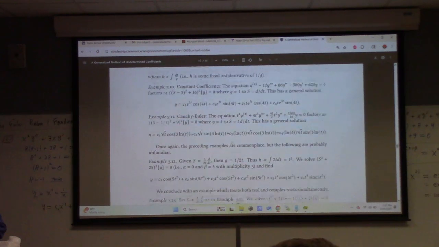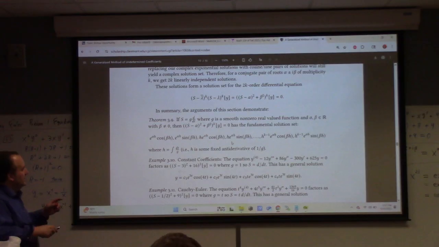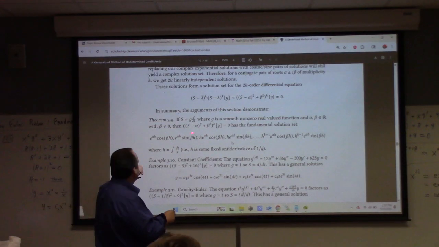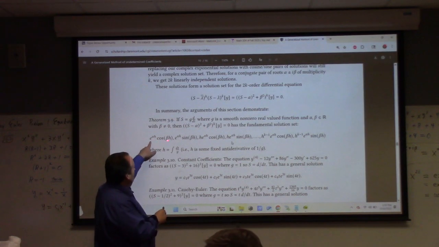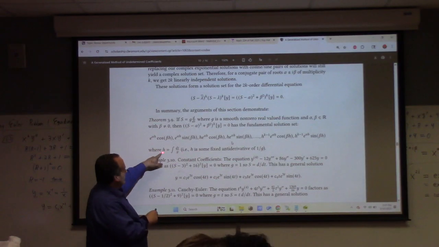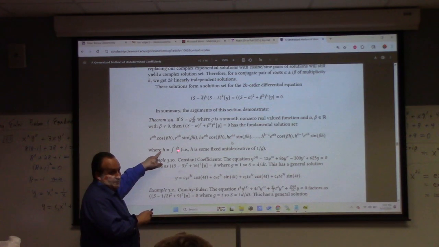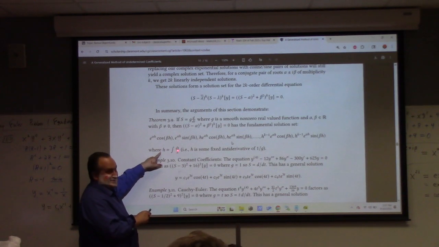I don't talk about this too much, so here's the solution set. If I have g(t), if I have something like this, the fundamental solution set is e to the alpha h cosine beta h, e to the alpha h sine beta h, and then h to the k minus 1. Here h is what we call the multiplicative function. h is actually the integral of dt over g. So in the case that you've got the constant coefficient problem, the h is just t. In the case that you've got the Cauchy-Euler problem, the h is natural log of t. But this works for anything else as well.